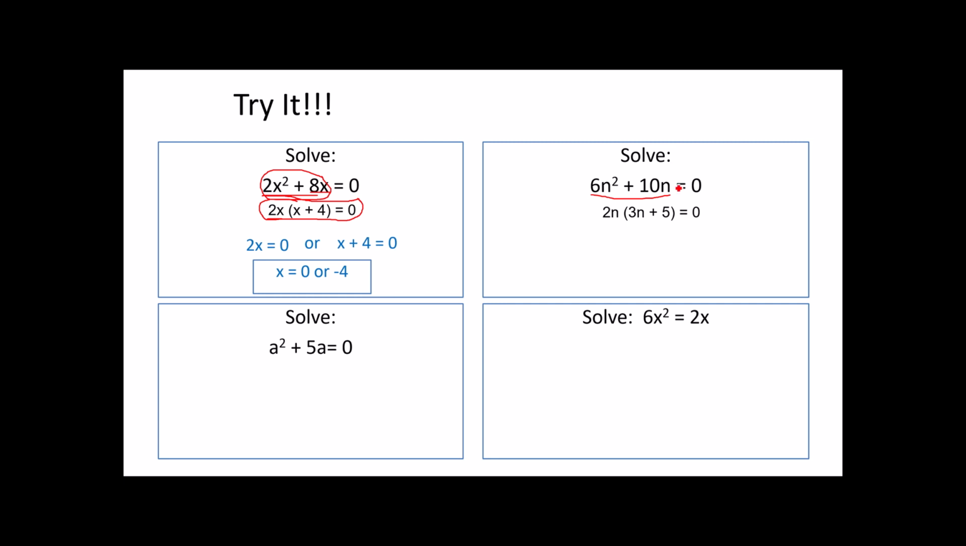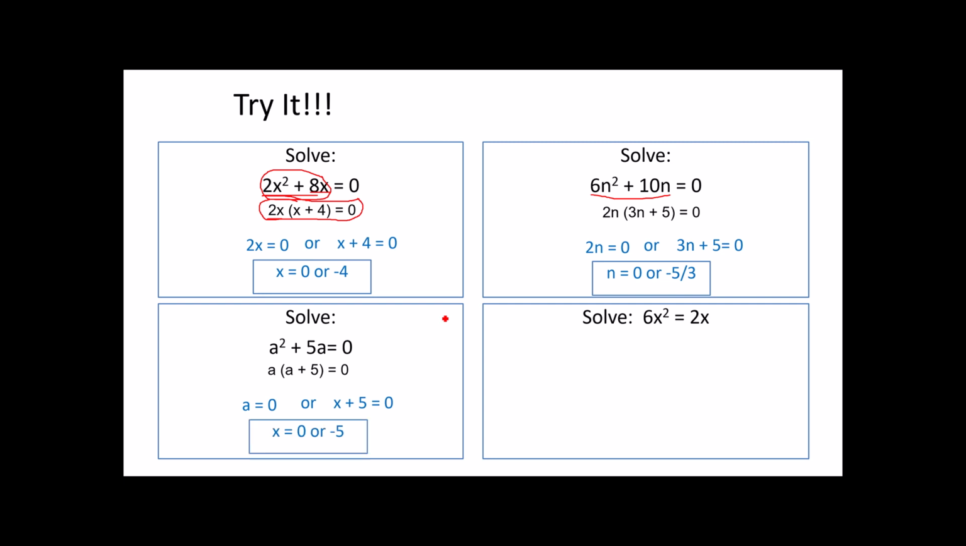Both of these have 2n. 2n times 3n plus 5 equals 0, which means either the 2n is a 0 or the 3n plus 5 is a 0. And again, you would work that out and solve it. You get either 0 or negative 5/3. Subtract 5 from both sides, divide both sides by 3. How about down here? I would factor out the a. Either the a is a 0 or the a plus 5 is a 0.